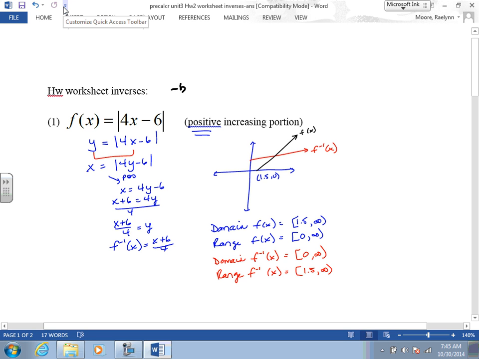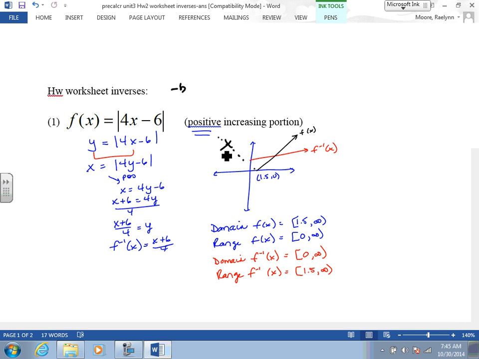We said this is an absolute value. It fails a horizontal line test. We restrict it. There's a positive side, there's a decreasing side. So we wanted only the increasing side, which was this guy right here. It had another piece over here, which we didn't want. So we restricted the domain.